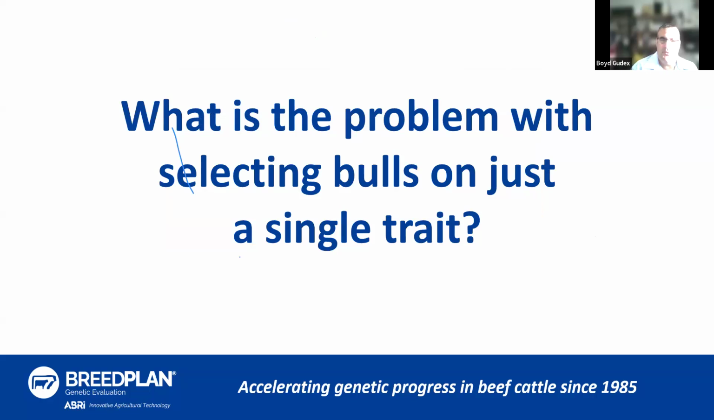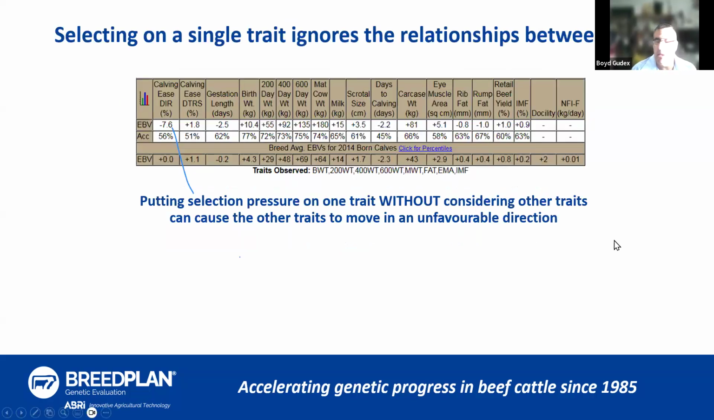So what is the problem with selecting bulls on just a single trait? If you select a bull or any animal on a single trait, it ignores the relationships between traits. If you put selection pressure on one trait without considering other traits, it can cause others to move in an unfavorable direction. I think it's pretty much a worldwide problem, was in the dairy industry when they chased milk production so hard a couple of decades ago.